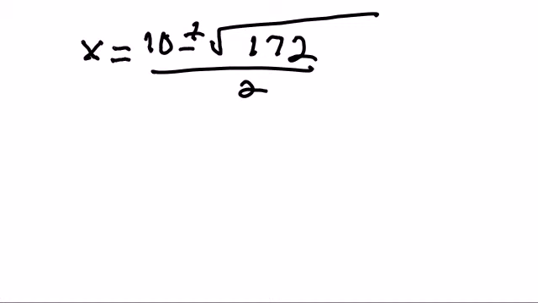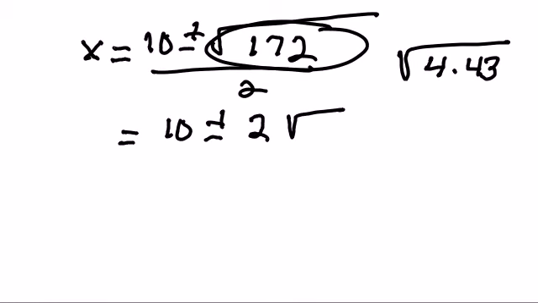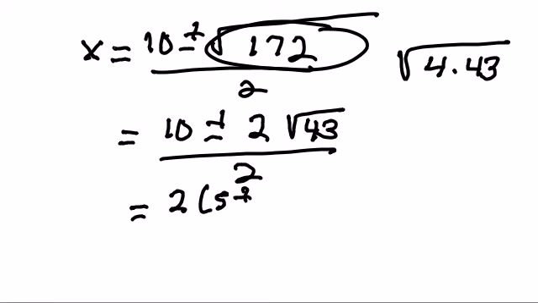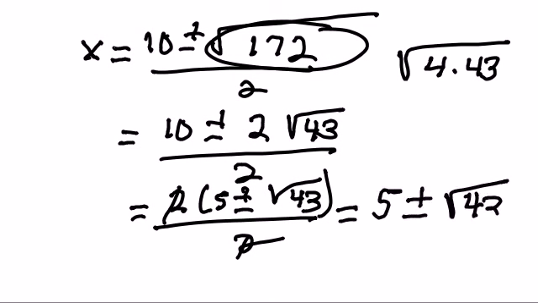At this point, you need to look at what's under your radical, that square root of 172, and see if we can break that down into something that's a perfect square, and we can. It's 4 times 43. So we can simplify at this point. I can do the square root of 4, which is 2, and then I'm left with the square root of 43 under the radical. And on the numerator, we can factor out a 2. So that leaves me with 5 plus or minus square root of 43 all over 2. These two cancel, so my final answer will be 5 plus or minus square root of 43.